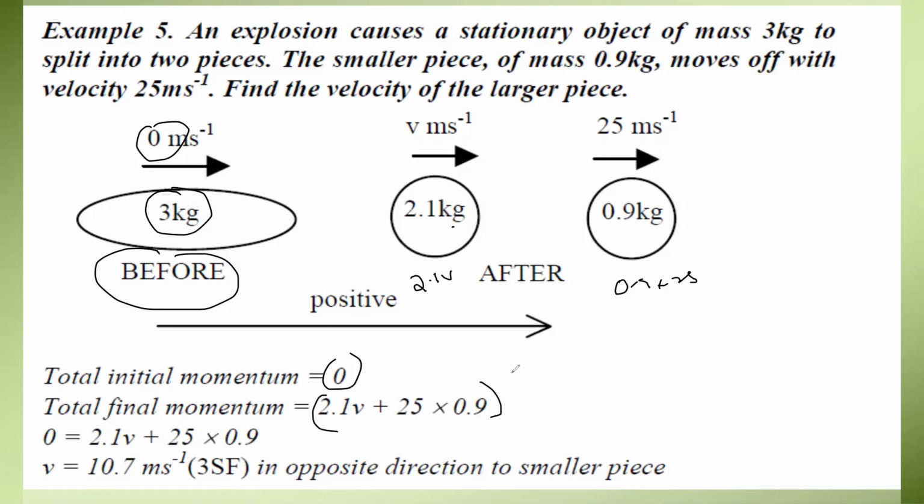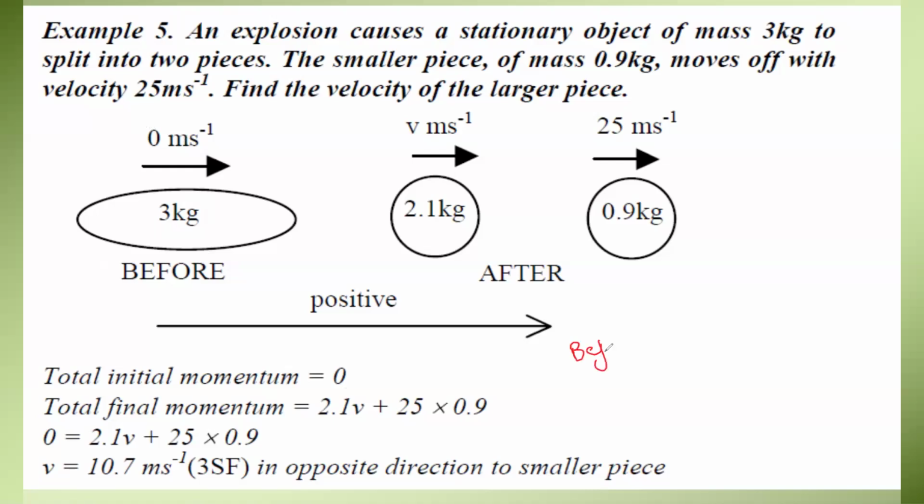According to conservation of momentum, the sum of the momentum before should be equal to the sum of the momentum after. So before is 0, and after we took 2.1 V plus 25 into 0.9. When we simplify, this goes to the other side, like 25 into 0.9 divided by 2.1. So the final answer will be negative 10.7 meters per second.